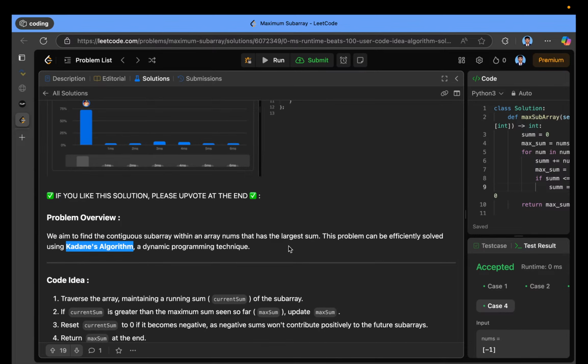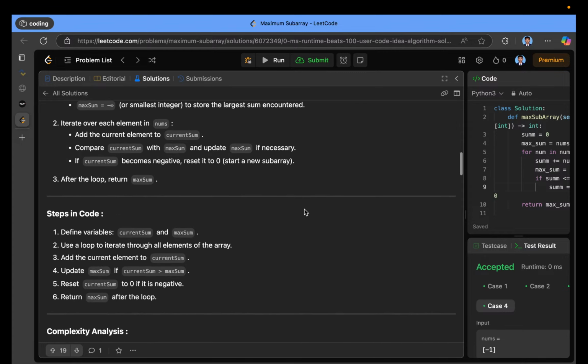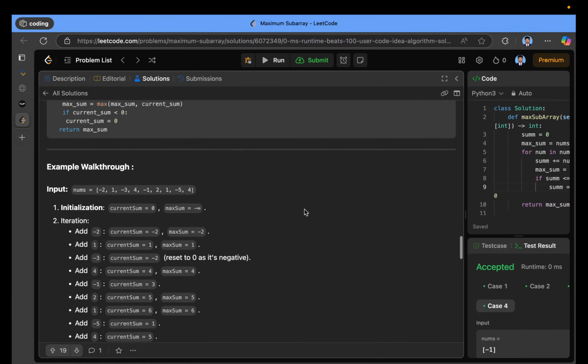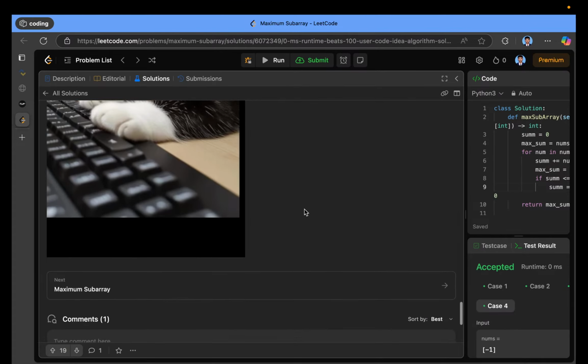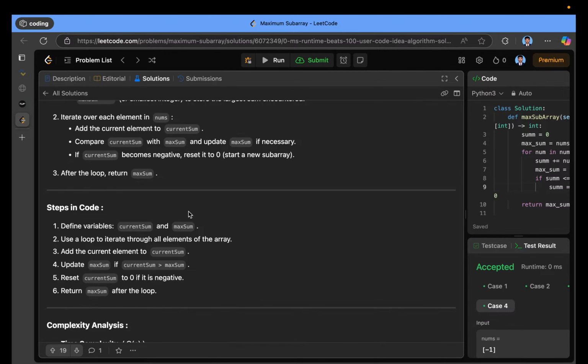Hmm, no, not abort. Traverse, maintain the running current sum. Steps, complexity, logic, walkthrough, key observation. Max subarray current sum is equal to... no, current sum. No, there is no divide and conquer here.